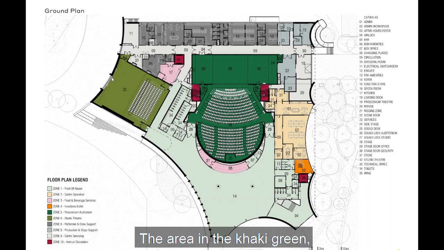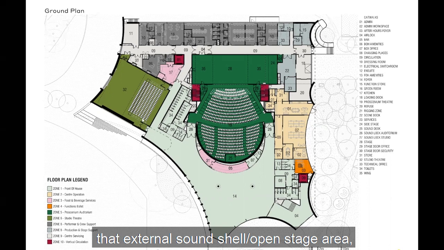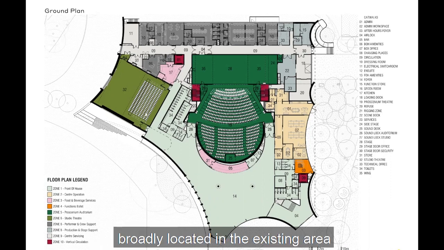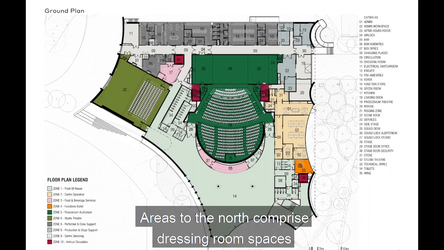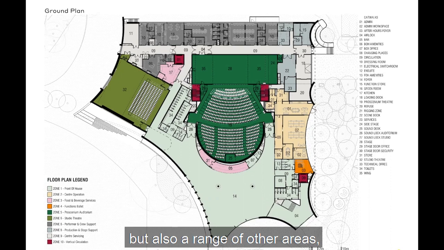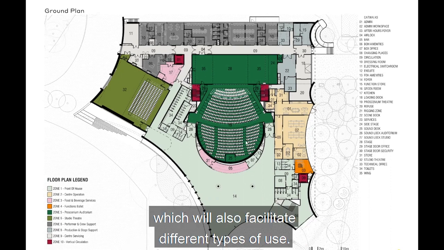The area in the khaki green to the top left of vision here is the studio theatre, which is a 200-seat facility, which forms part of that external sound shell slash open stage area, which addresses the amphitheater space, which is where broadly located in the existing area of the existing sound shell enjoyed by the Whitehorse Centre itself. Areas to the north comprise dressing room spaces and service areas that support the main theatre functions, but also a range of other areas which will also facilitate different types of use.